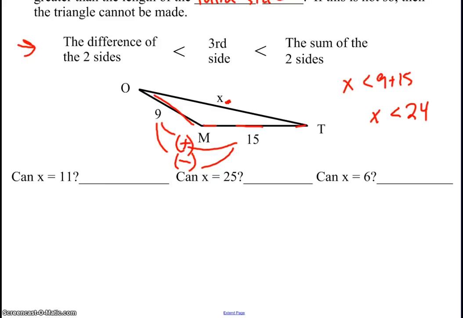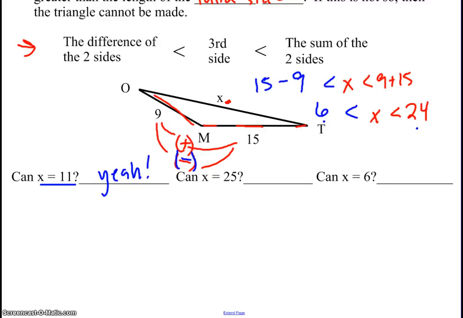Well, that's the top end of it. What about the bottom end of it? The difference between those two, my value has to be something larger than their difference. So 15 take away 9 would be a difference of 6. My third side has to be larger than 6, but at the same time less than 24. So can x possibly be 11? Yeah, 11's a number between 6 and 24.